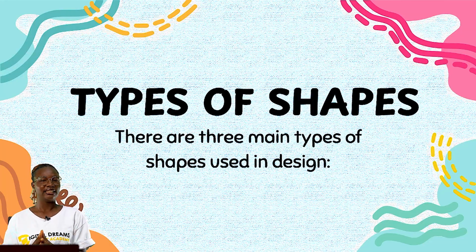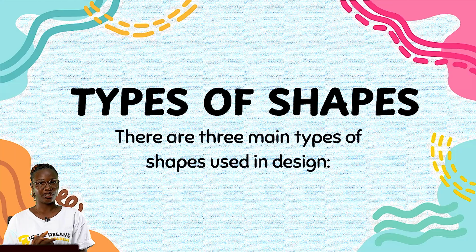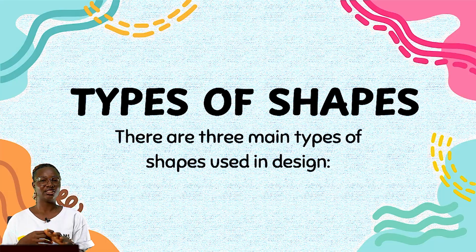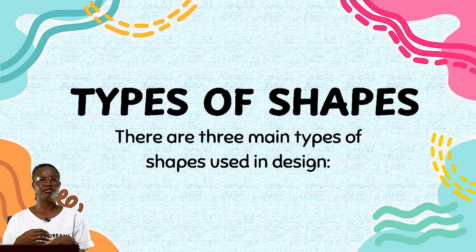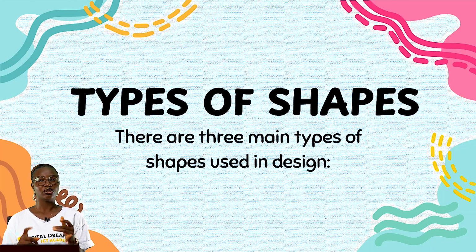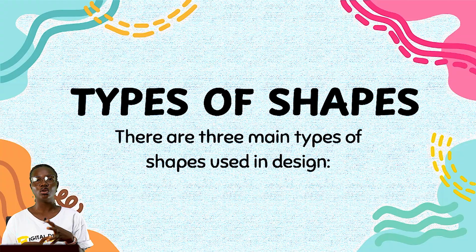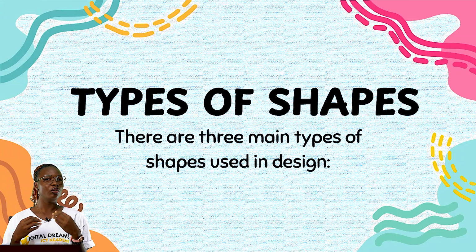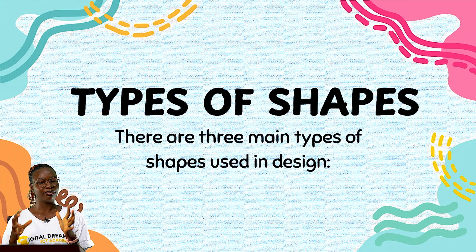Then there are different types of shapes. But before we go to the types of shapes, in all our designs, if you go online and search different flyers or different logos, you will see that there is always a shape in each flyer, or in logos or in icons. If you look very well, you will see a shape there.